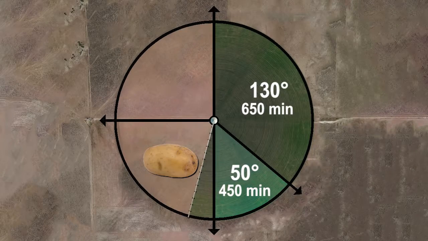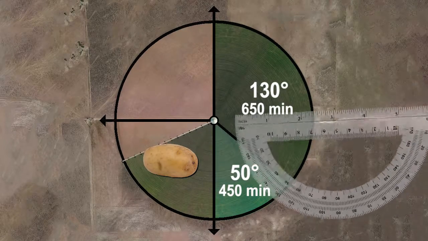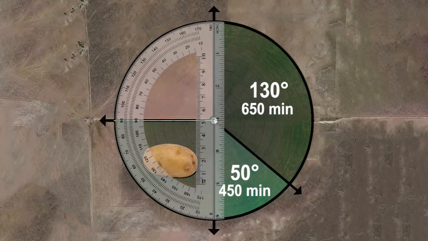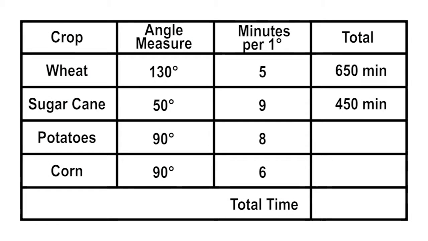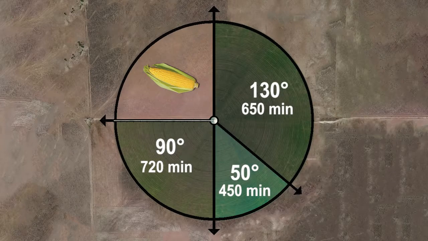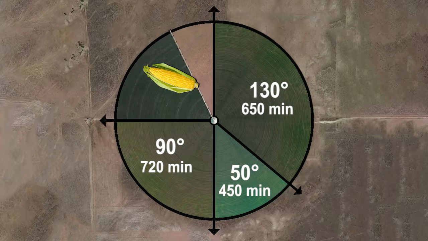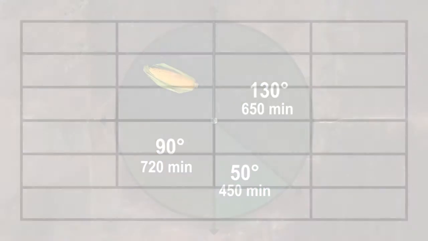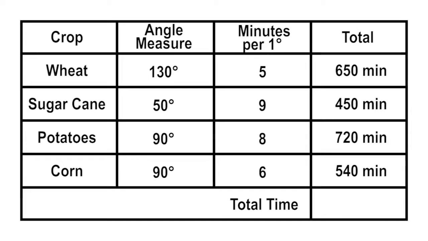Let's measure the potatoes and corn. Looking at the protractor, both the potatoes and the corn measure 90 degrees. Let's put that information in our table. Looking at our table, we need to multiply the 90 degrees by 8 minutes to find the time to water the potatoes. 90 times 8 equals 720. It will take 720 minutes to water the potatoes. Finally, we need to find the time it will take to water the corn. 90 times 6 equals 540. It will take 540 minutes to water the corn crop.